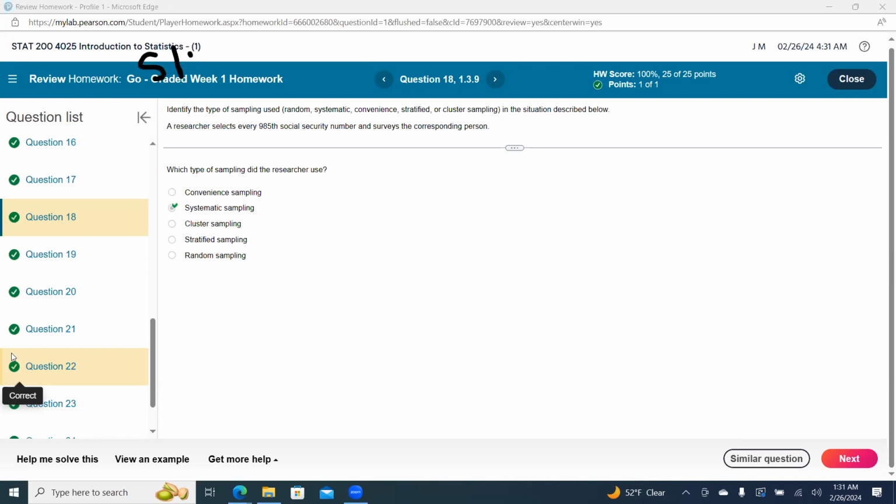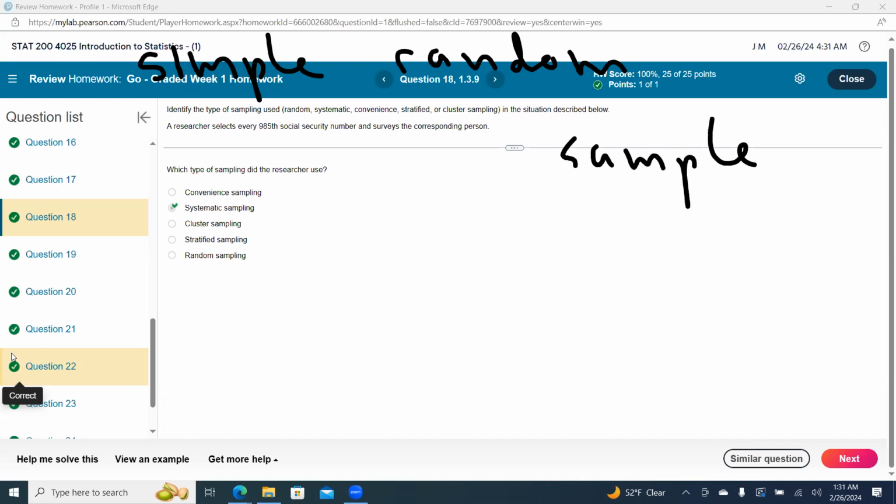We can always just Google a simple random sample. Feel free to Google simple random sample. Oftentimes Google is trustworthy, not always, but oftentimes. I don't want to mess this up. So this is true, but this is not the definition. It's like, why would you tell me something that's not the definition?